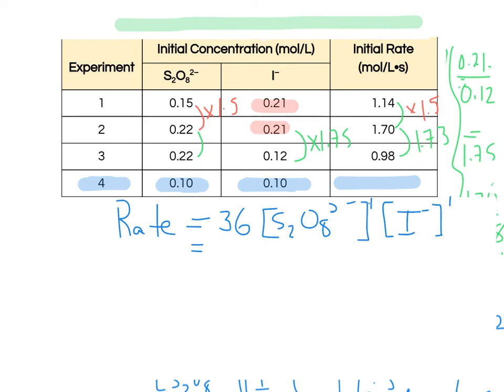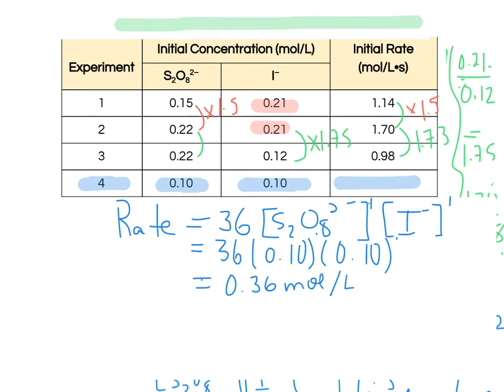So again, I want to solve for my rate. Given the concentrations is 0.10 moles per liter for each reactant, 0.10. And my exponents are 1, so I can put them in symbolically. And then solve. So solving for that, I get 0.36. And what are my units for rate? Moles per liter per second.